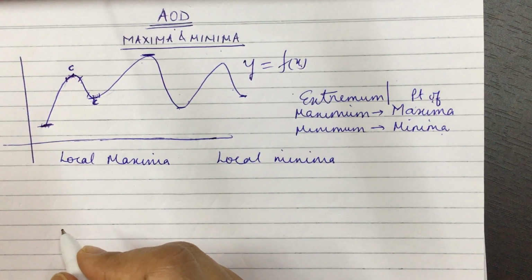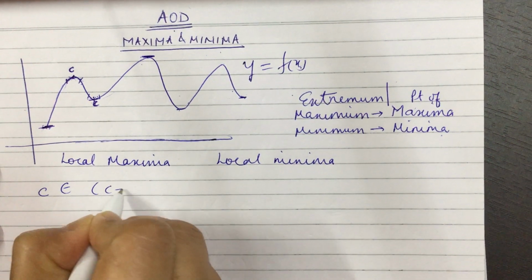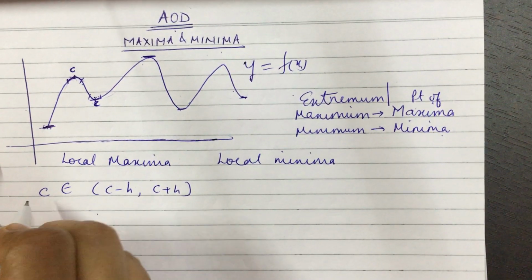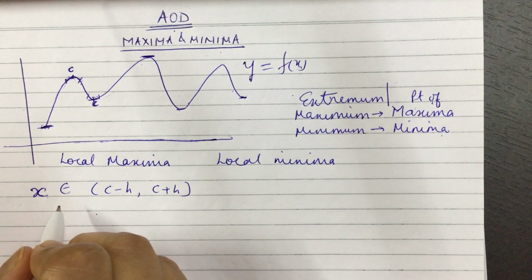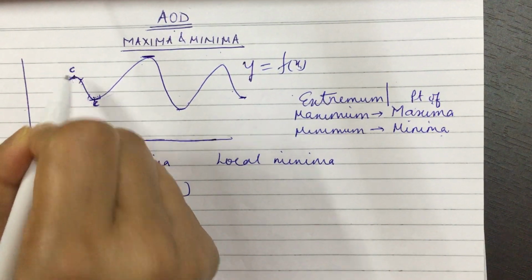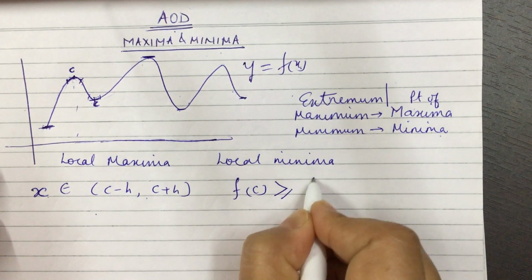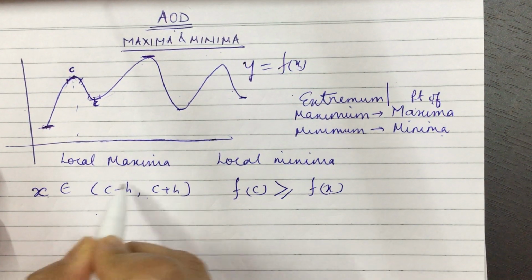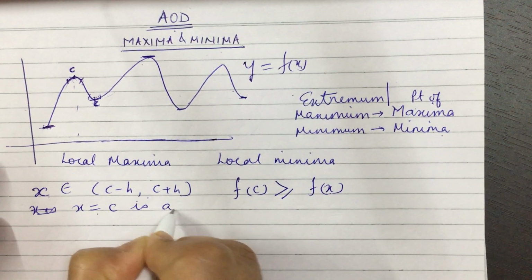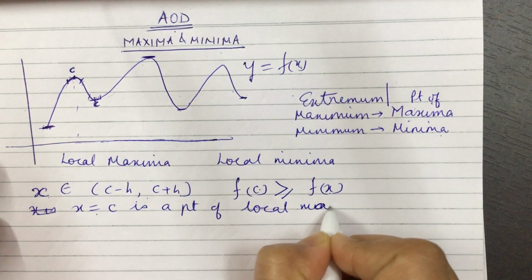Now, what do we see? If the point x equal to C belongs to the open interval (C minus h, C plus h), meaning within a very close neighborhood of the point C, and f(C), the value of the function, is greater than or equal to the value of the function at x, where x belongs to this immediate neighborhood, then we say that x equal to C is a point of local maximum. So this is local maxima.